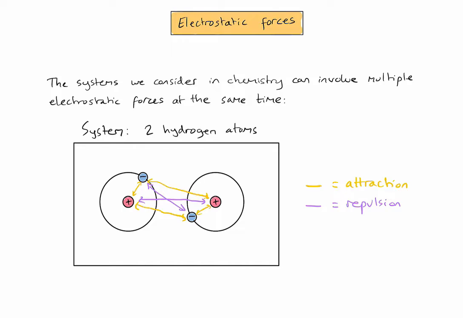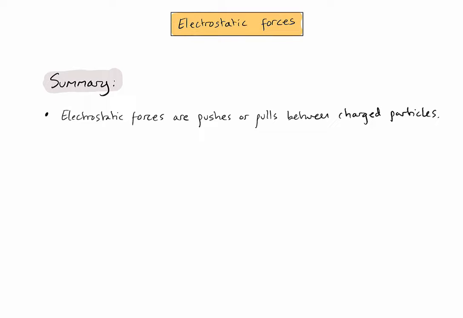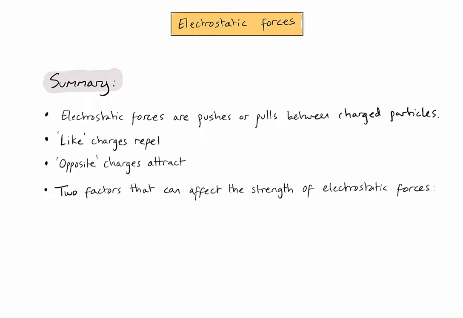Let's now consider the key points from this video. Firstly, we need to know that electrostatic forces are pushes or pulls between charged particles. The 2 simple rules for identifying this force are that like charges repel and opposite charges attract. And there are 2 factors that can affect the strength of electrostatic forces. Firstly, the distance between particles. The closer they are, the stronger the forces will be. And secondly, the magnitude of the charge on each particle, where the greater the magnitudes, the greater the strength of the forces.